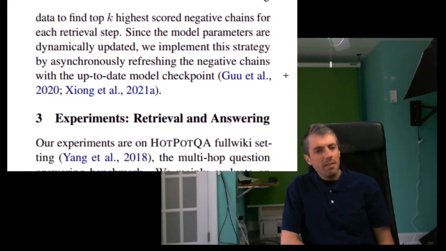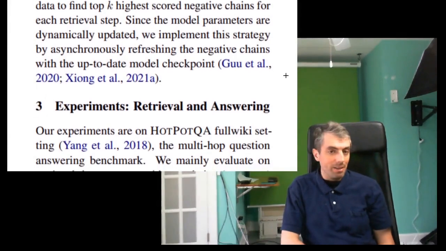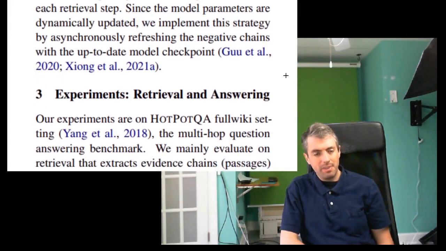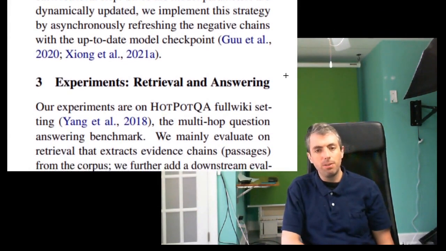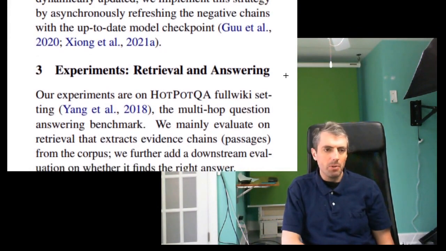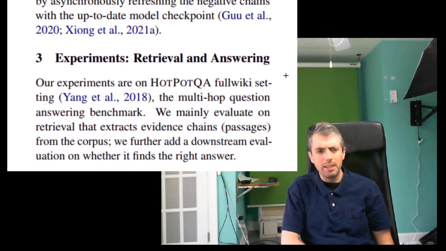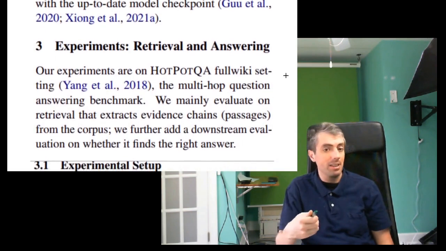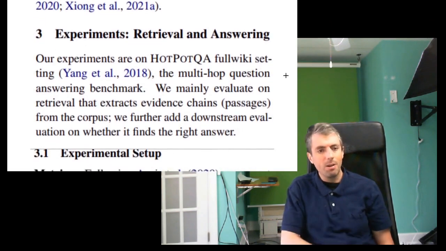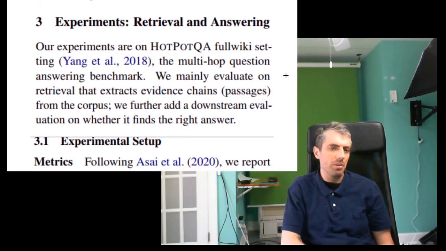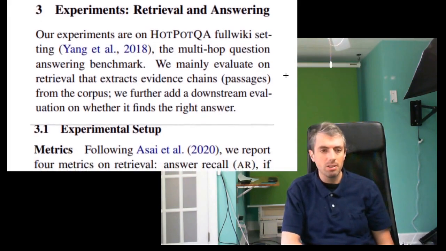And Xiong. Experiments. Section 3, Retrieval and Answering. Our experiments are on the HotpotQA full wiki setting, the multi-hop question answering benchmark. We mainly evaluated on retrieval that extracts evidence chains, passages, from the corpus. We further add a downstream evaluation on whether it finds the right answer.